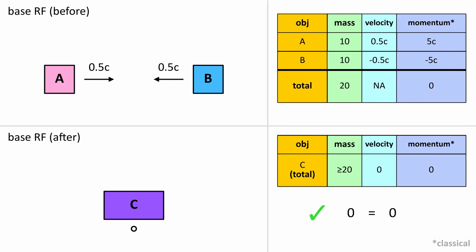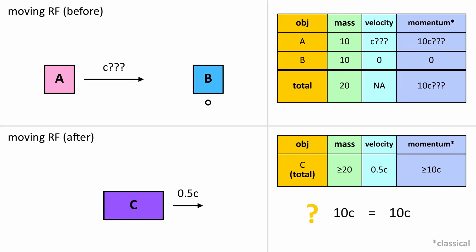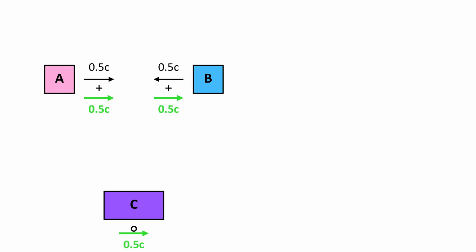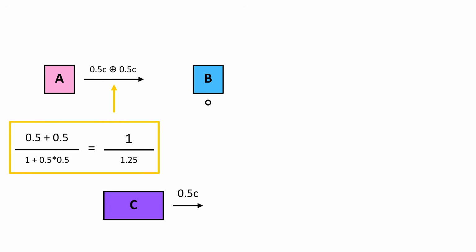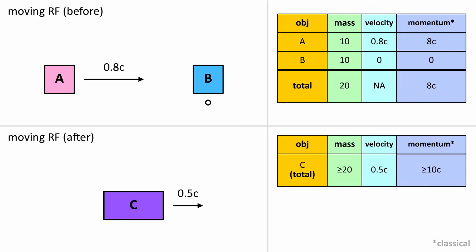But now, consider the reference frame in which the entire setup is moving right at 0.5 c. If you were to add 0.5 c to each velocity, momentum would still be conserved. But remember, in relativity, velocities don't add. Instead, using the formula, block A only goes 0.8 c, meaning momentum before is only 8 c, which does not match at least 10 c after. So why is momentum not conserved?